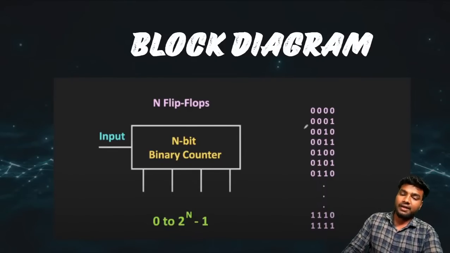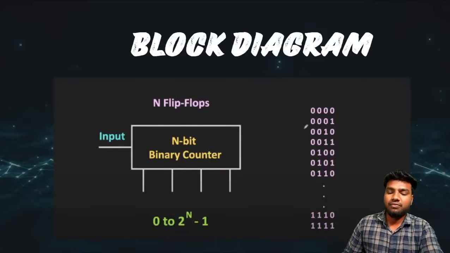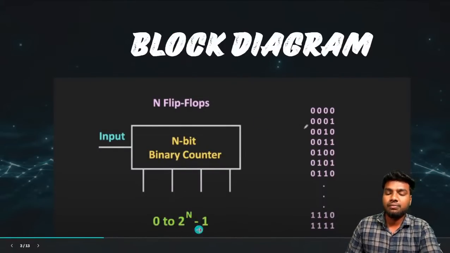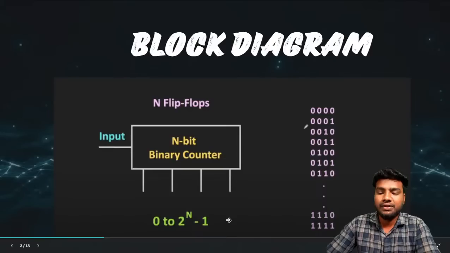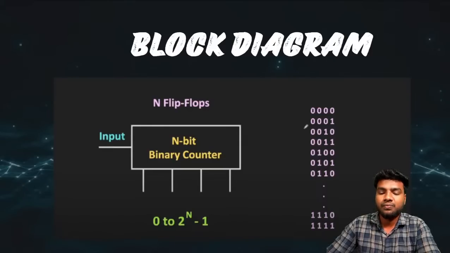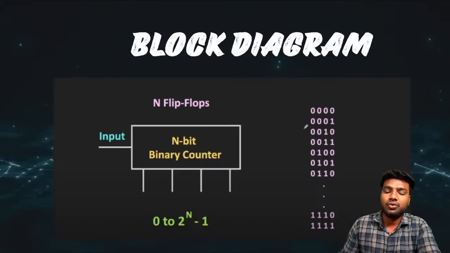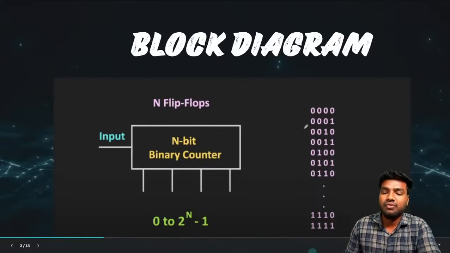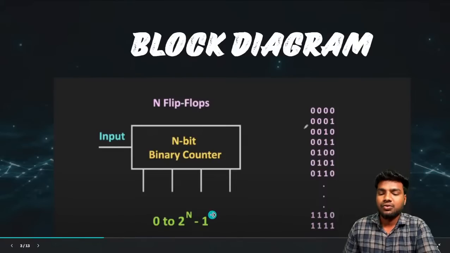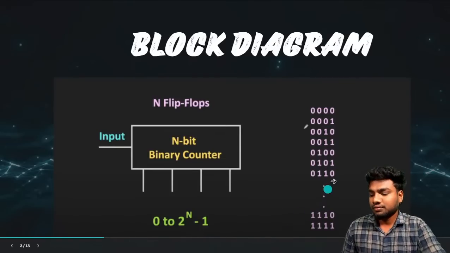So an n-bit binary counter starts from 0 and goes to 2 power n minus 1. If n is 4, then 2 power 4, 4 fours are 16, minus 1 is 15. So you have counts from 0 to 15. If you have a 5-bit counter, n equal to 5, 2 power 5 gives 32, minus 1 is 31, so it counts 0 to 31. So this is the block diagram of the counter.